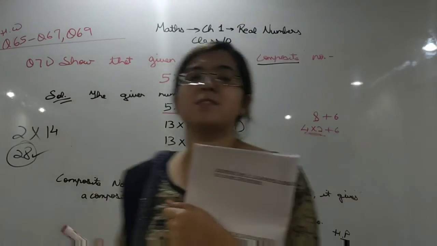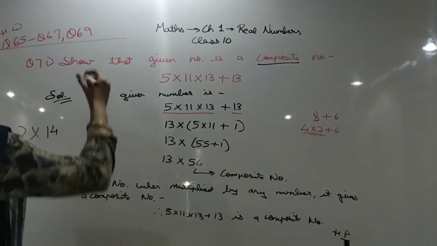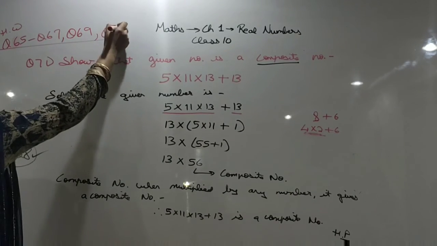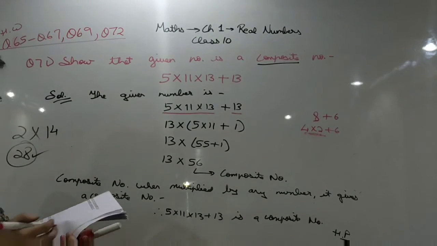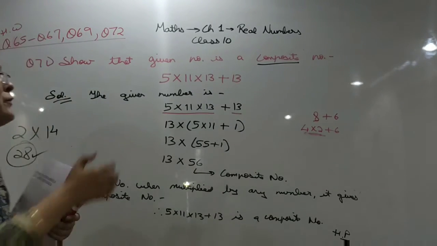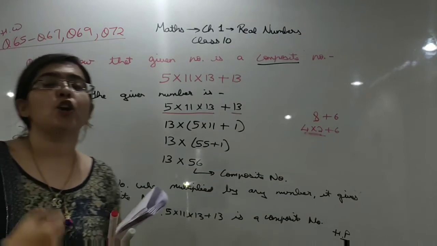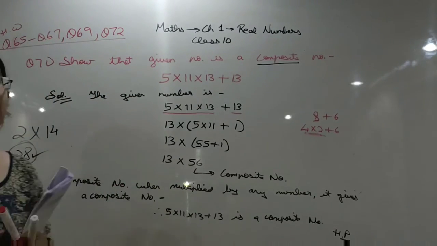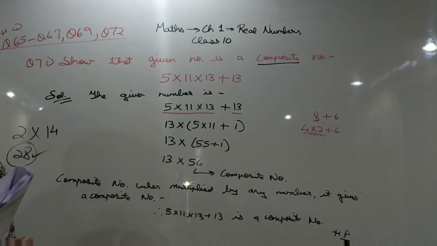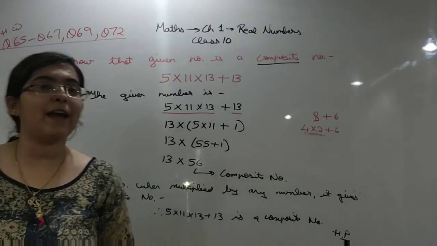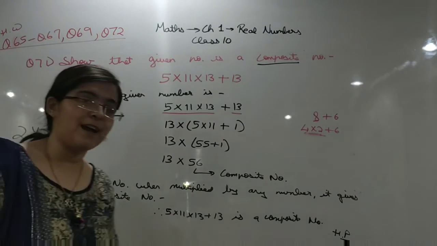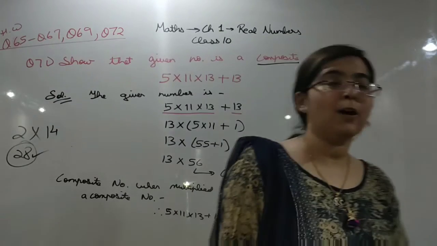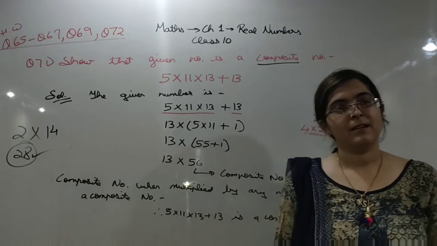After question 71, students, your question number 72 is the same as question 71. In that also you have to prove that the given number is a composite number. This is the same as question 71. So it will be your homework. You have to do it on your own. I will check your answers in the live class. And if you have any doubt, we will discuss it.